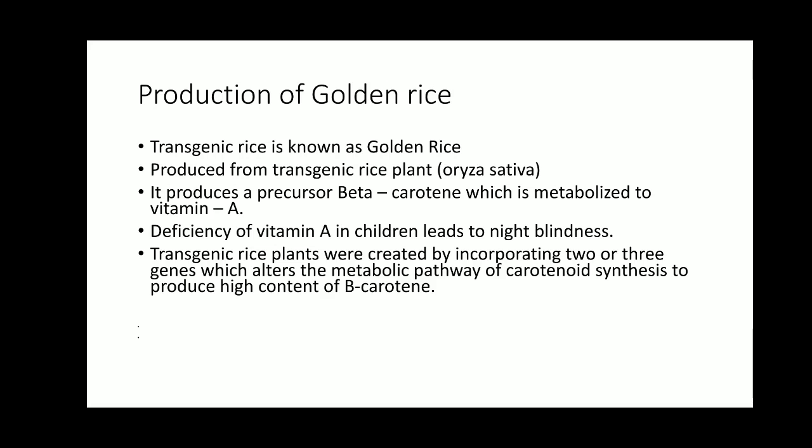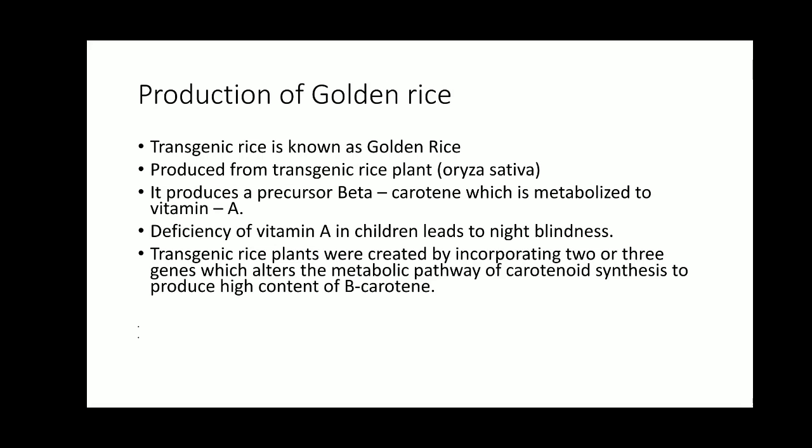This rice is yellowish in color, so that's the reason it has got the name golden rice. What is the speciality about this rice when compared with the normal rice? It has a high content of the precursor beta carotene. Beta carotene is one of the precursors in the synthesis of vitamin A.